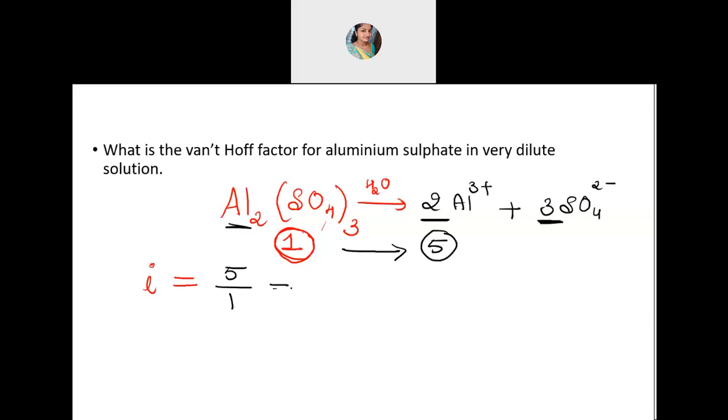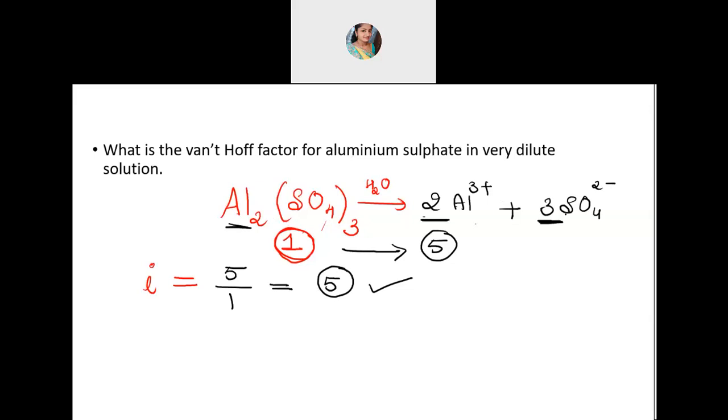Yes, very good. Your answers are correct. 5 you have given, that answer is correct. So your Van 't Hoff factor i value is equal to 5. Follow how to calculate the Van 't Hoff factor if compounds are given to you. Aluminium sulfate they have mentioned. You should know the formula of aluminium sulfate first: Al2(SO4)3. When you put them into the water, they give you 2 cations and 3 anions. So altogether the number is 5.